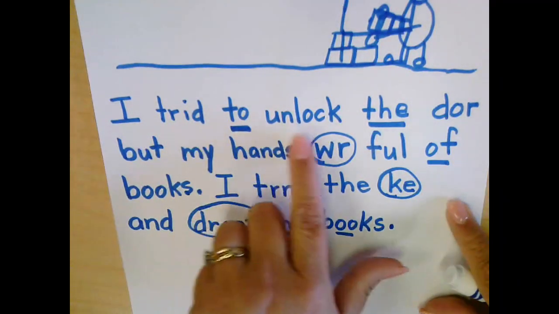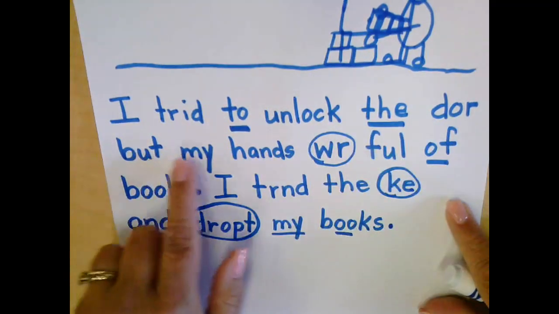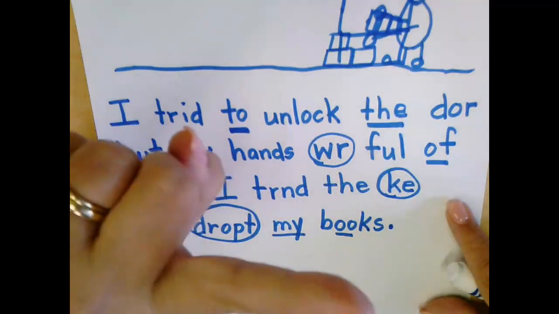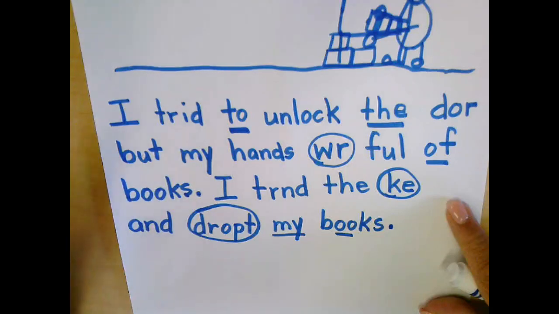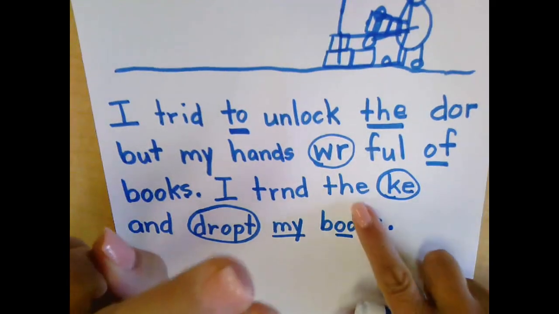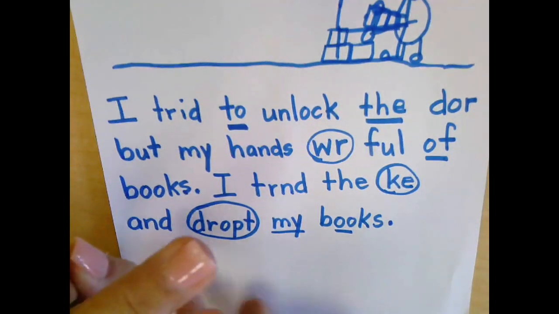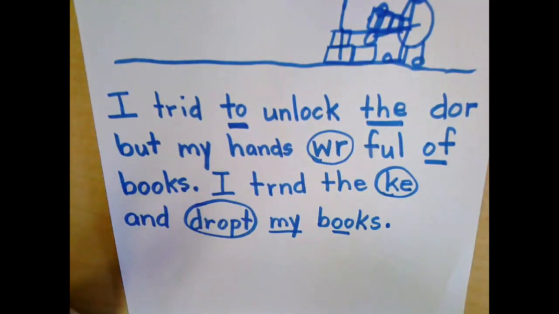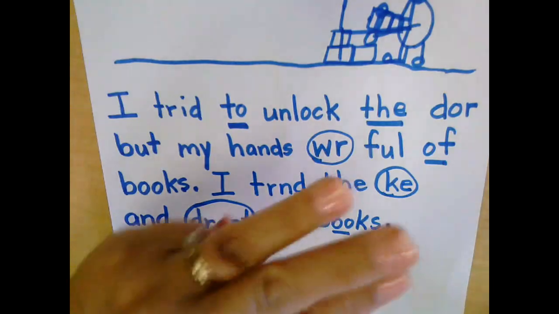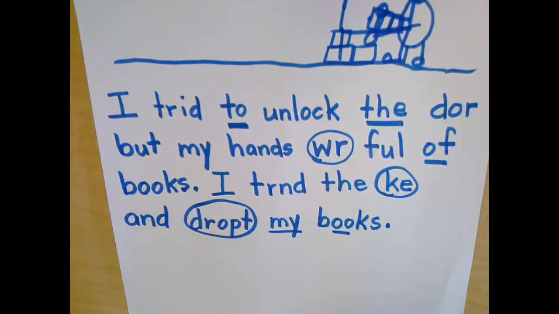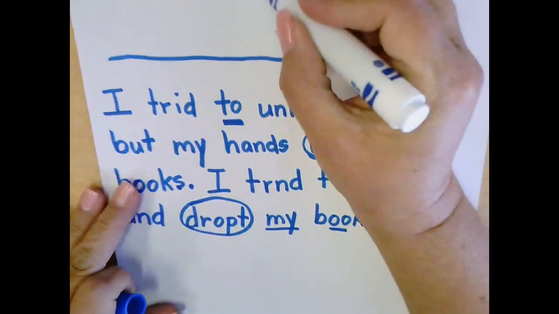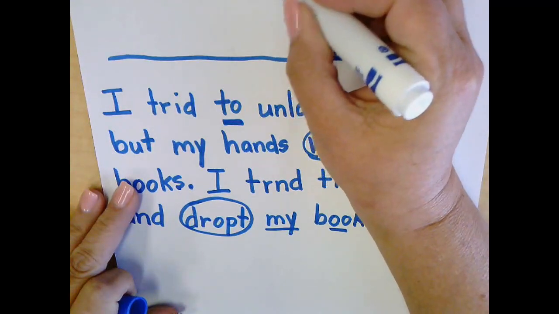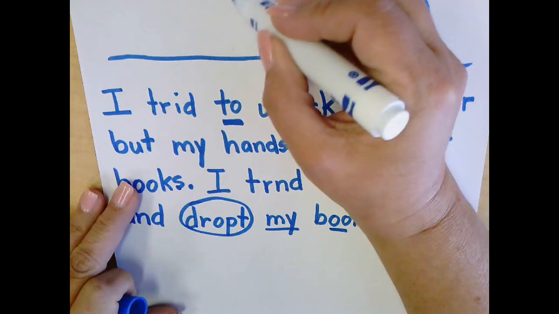I tried to unlock the door, but my hands were full of books. That's the first thing that happened. Okay? Next, I turned the key and dropped my books. That's the second thing that happened. But there's something that happened after that. The third thing that I want to write about. Okay? Here, there was someone coming down the hall, and I'll tell you who that was in just a minute.